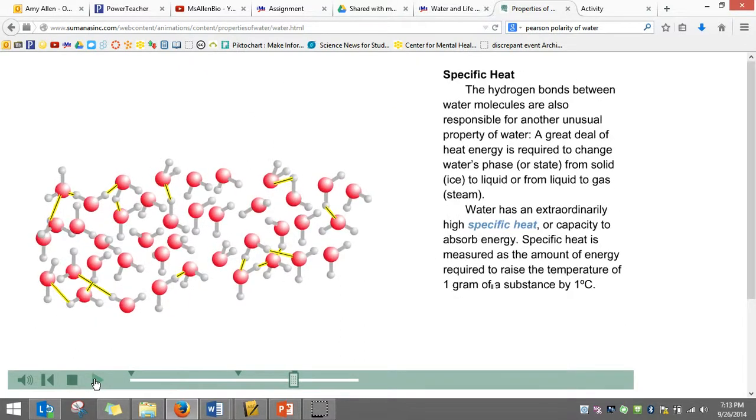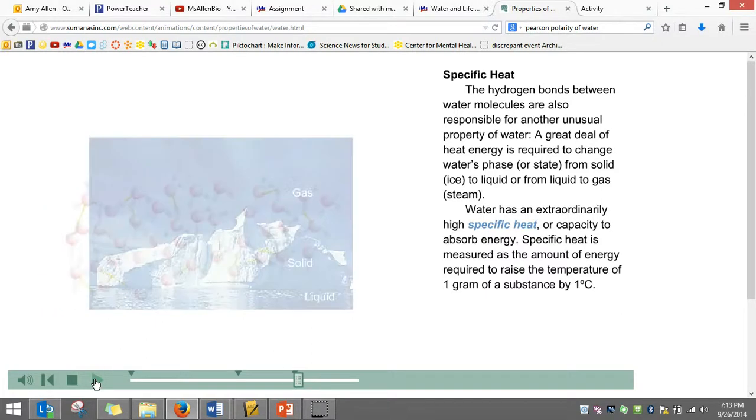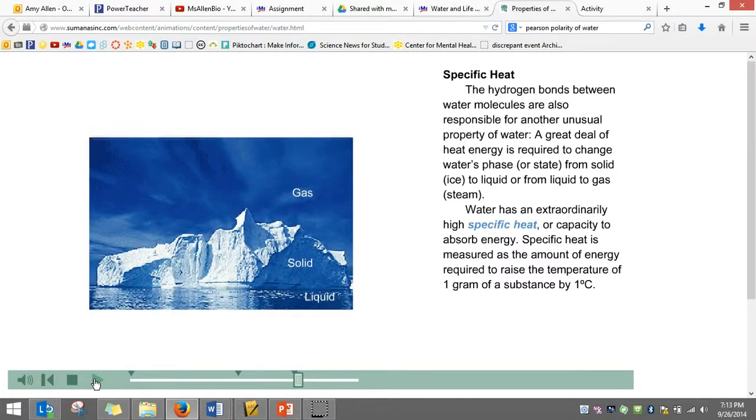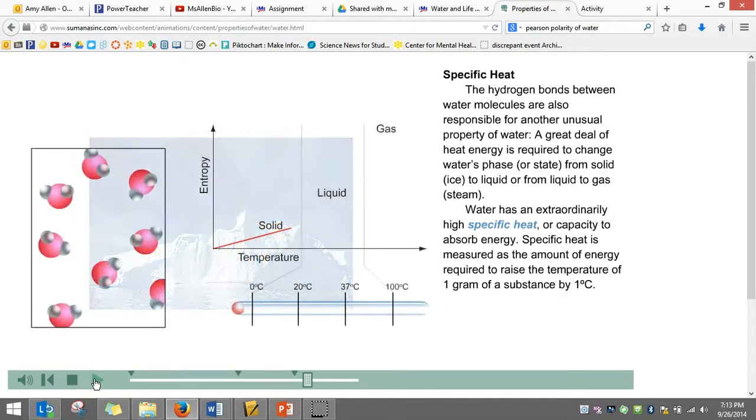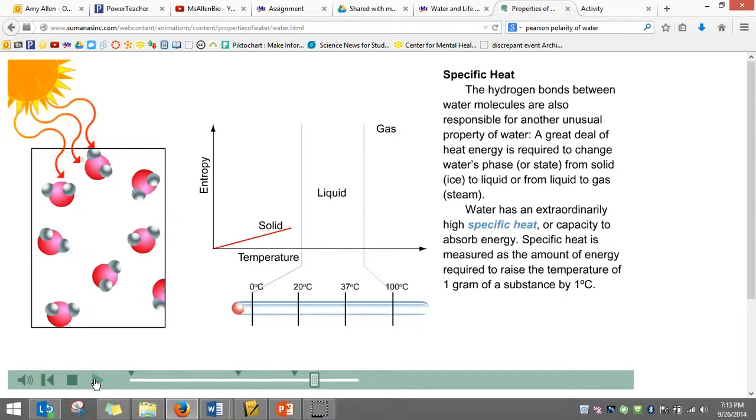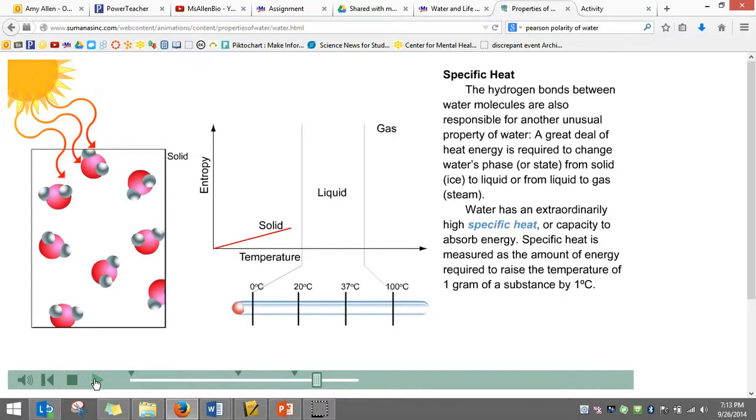The hydrogen bonds between water molecules are also responsible for another unusual property of water. A great deal of heat energy is required to change water's phase or state from solid, ice, to liquid, or from liquid to gas, steam. Water has an extraordinarily high specific heat or capacity to absorb energy. Specific heat is measured as the amount of energy required to raise the temperature of 1 gram of a substance by 1 degree Celsius.